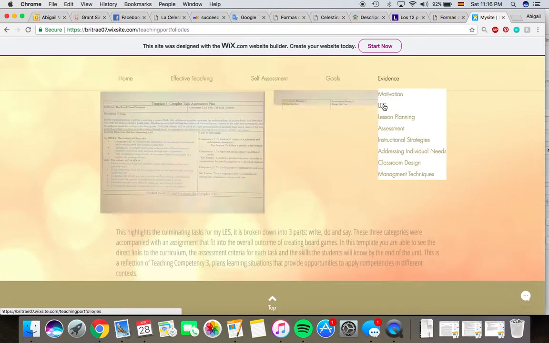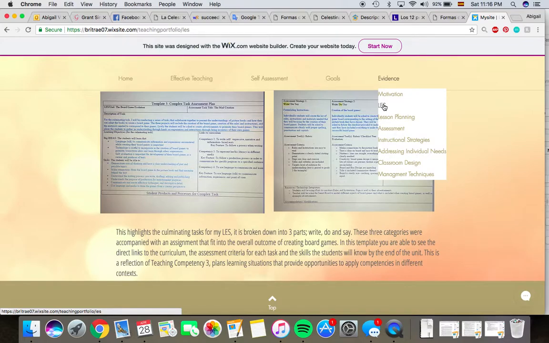So my LES. I've just taken the template 3 of my LES, so this is the culminating task part, and I've linked it to the teaching competency 3, planning learning situations that provide opportunities to apply competencies in different contexts. So we had a write, do, say, and they were able to take different competencies and apply them to different things they did.